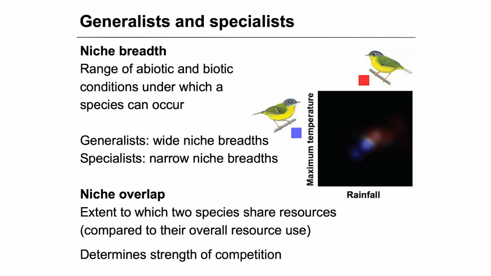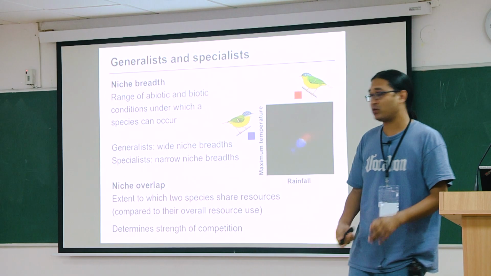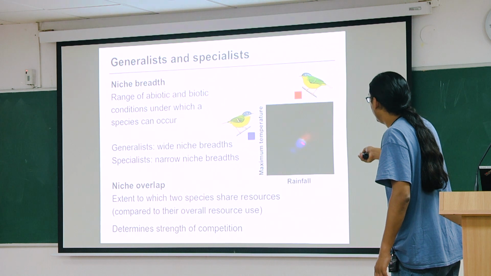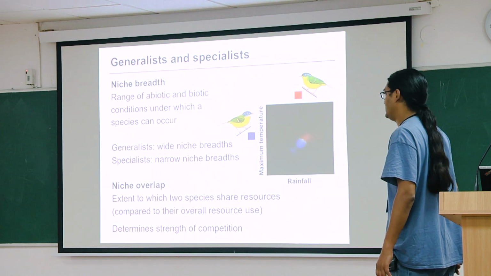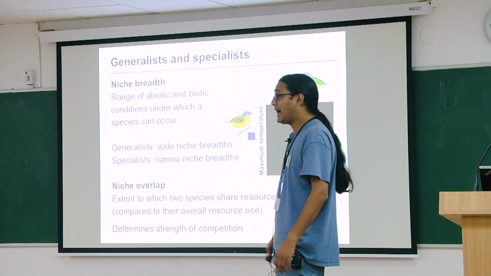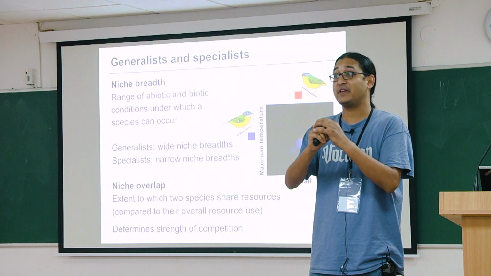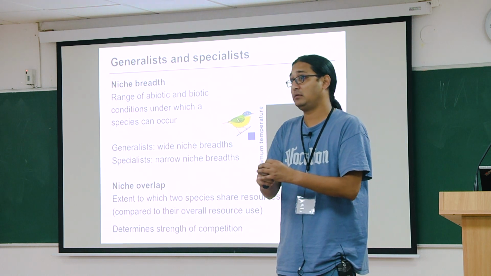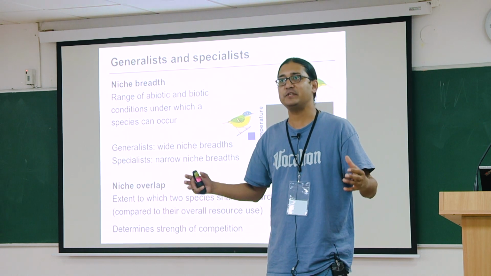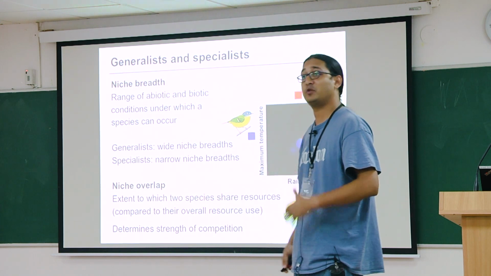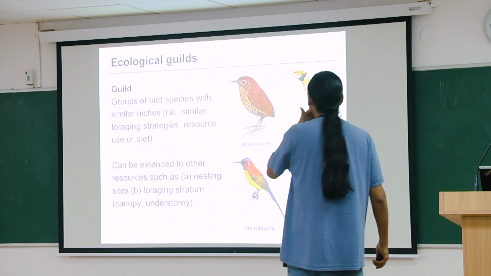So this species here likes hot, wet places. That blue species here likes cooler, drier places. But there is some area in which both those species overlap. So there is some amount of overlap between the niches of these species, right? And if two species overlap greatly in their niches, would you think they would compete more or less? More, right? So if two species are sharing exactly the same resource, there's going to be very high competition between the species.